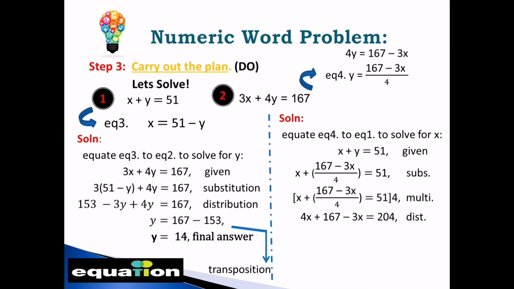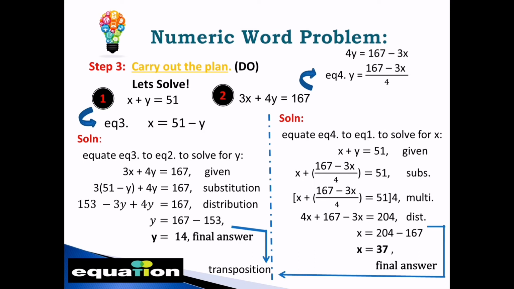This time I am going to put all the variables on one side as well as all the constants on the other side. So transposing 167 to the other side, it becomes negative 167. Since 4x minus 3x is x, the final answer is 37. So in this case, I am able to get the value of y, which is 14, and the value of x equals 37.